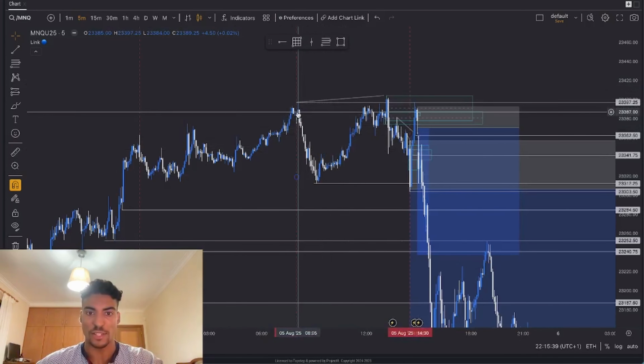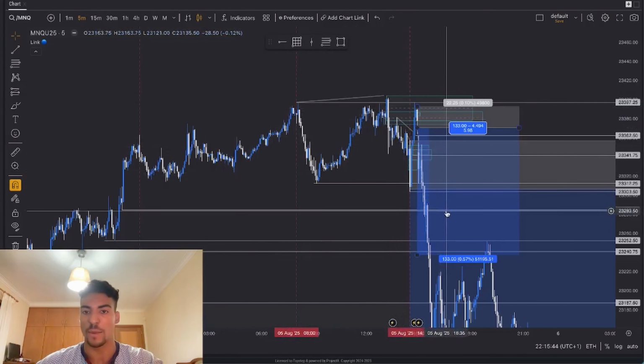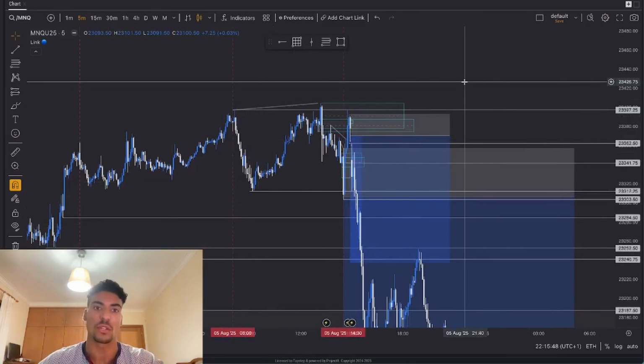As you can see on London session, what we get was manipulation reversal. So we manipulate the session highs right here. We get the bearish S&T. So I'm expecting, this is manipulation reversal, I'm expecting New York session to continue.